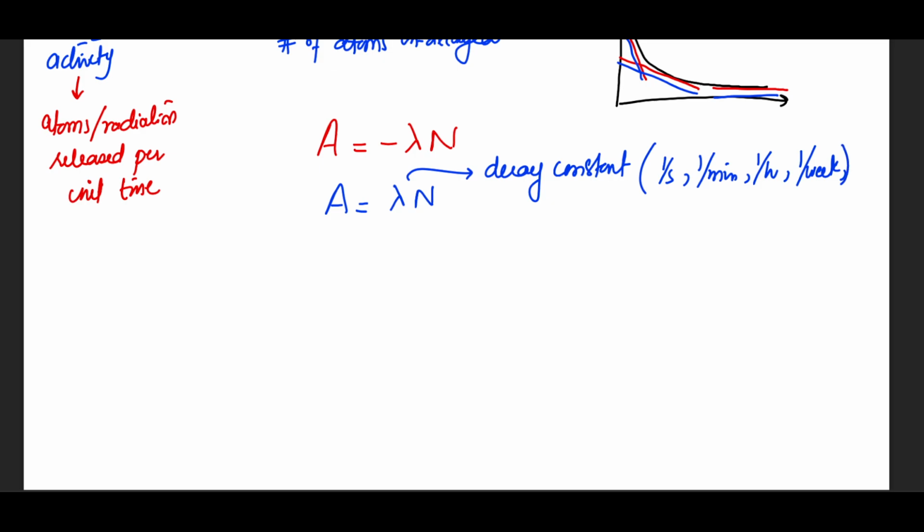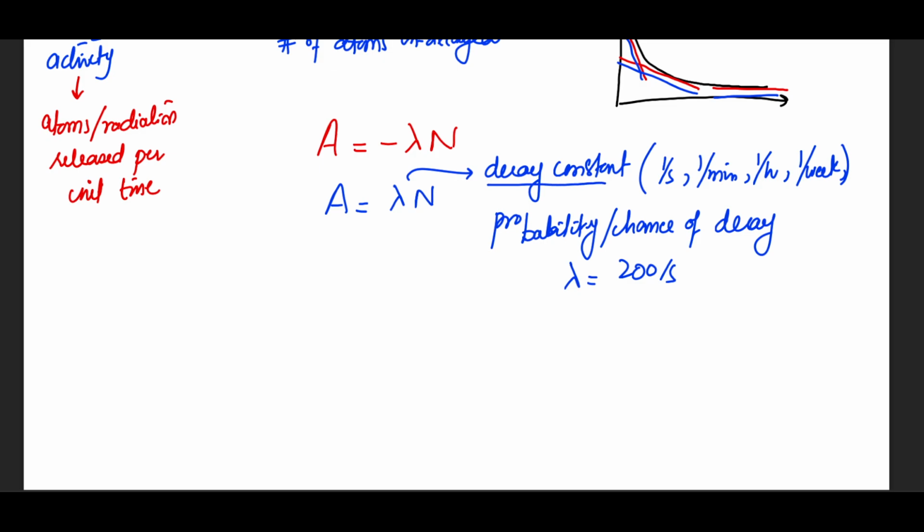But what does that mean? It actually tells you about the probability, or chance, of decay. For example, if lambda has a value of 200 per second, that means there is a chance that from this sample of God knows how many atoms, 200 atoms will decay in 1 second, right? So the decay constant only tells us about the probability of how many atoms are going to decay in 1 second.